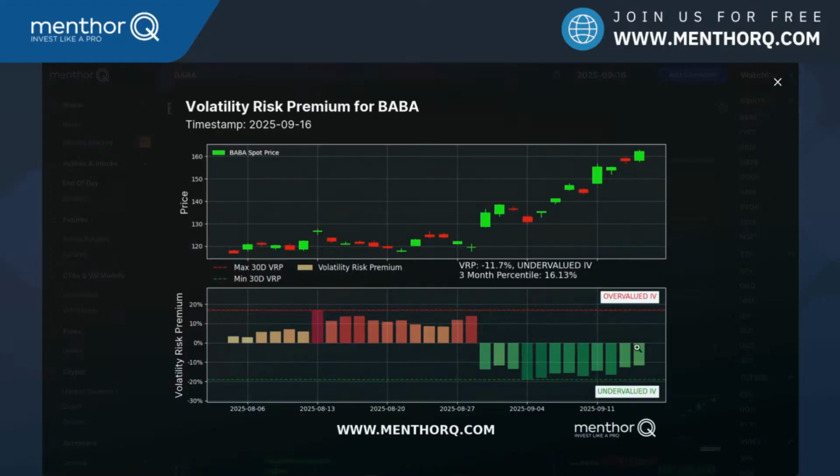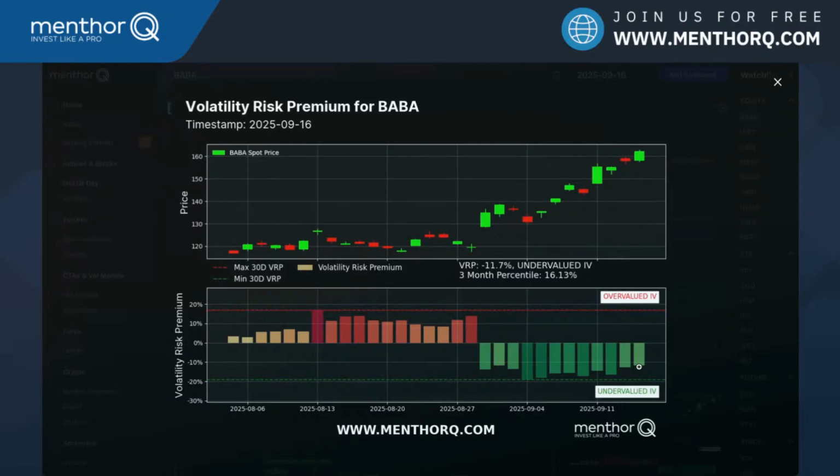Is this good? Is this bad? So historically, you can see how the VRP has performed. Before, the VRP was really high. Now the VRP has dropped sharply, so implied volatility is really underpriced compared to historical volatility. What does that mean?